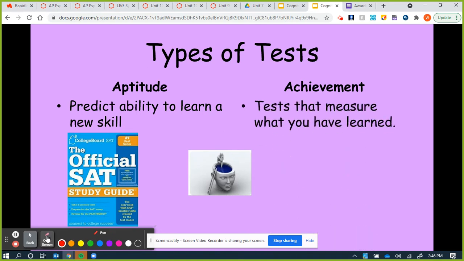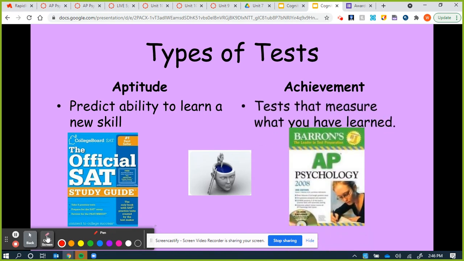And then achievement tests are tests on things that you have already learned. This is for the most part what we do in school. On May 11th, you'll be taking an achievement test, the AP psychology exam, showing what you have learned.